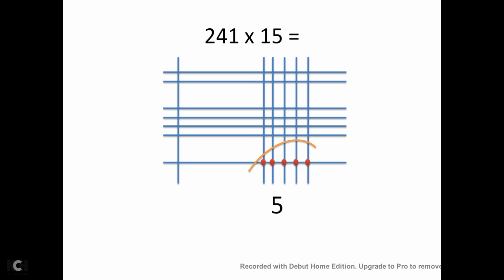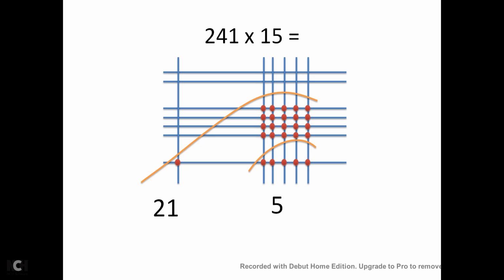Now, what about our next group? Our next group would be here. Again, we count the intersections within this group: 1, 2, 3, 4, 5, 6, 7, 8, 9, 10, 11, 12, 13, 14, 15, 16, 17, 18, 19, 20, and 21. So there are 21 intersections in this group.